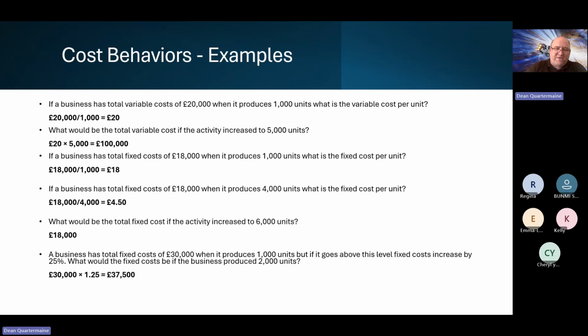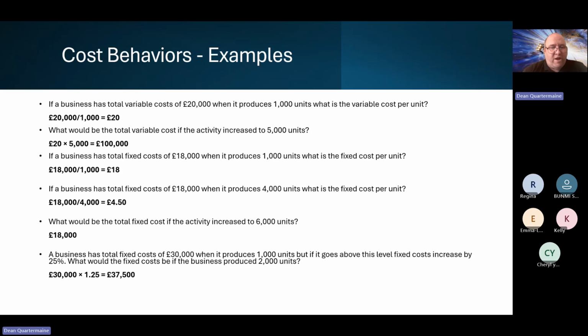So first one then, if a business has total variable cost of £20,000 when it produces 1,000 units, what's the variable cost per unit? A simple piece of maths: total variable cost £20,000 to produce 1,000 units. So 20,000 divided by 1,000, therefore variable cost per unit, £20. So if I make one, it costs £20. If I make 10, it costs £200. If I make 1,000, it costs £20,000.